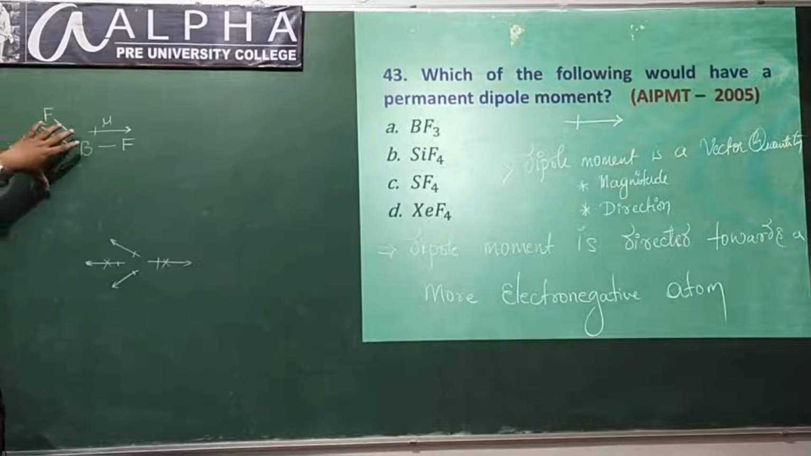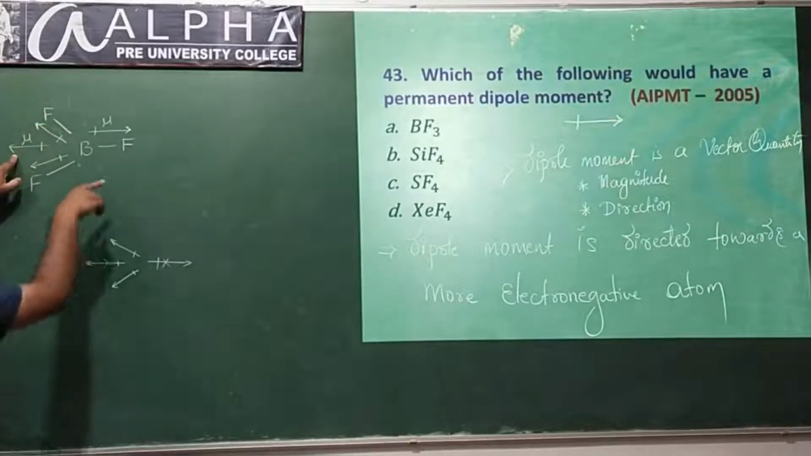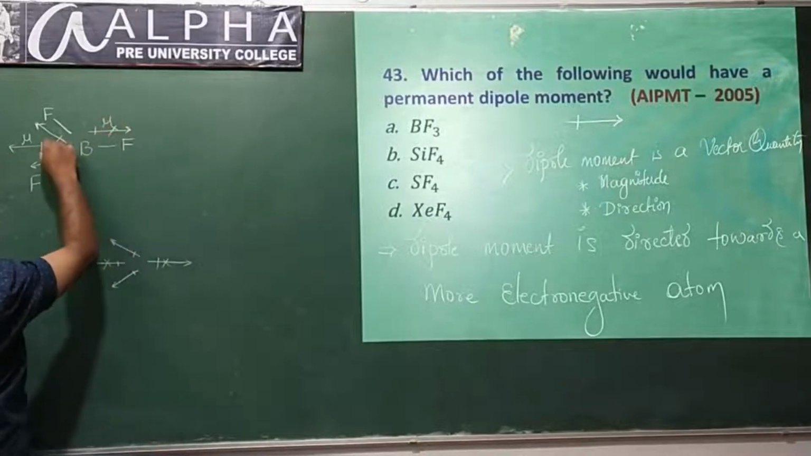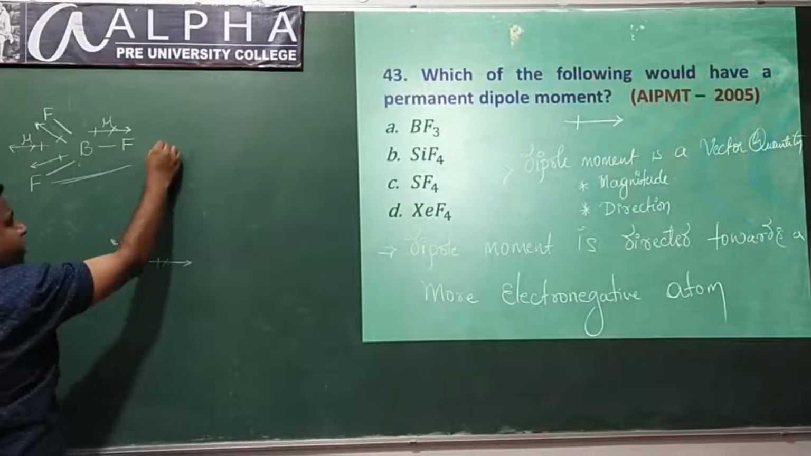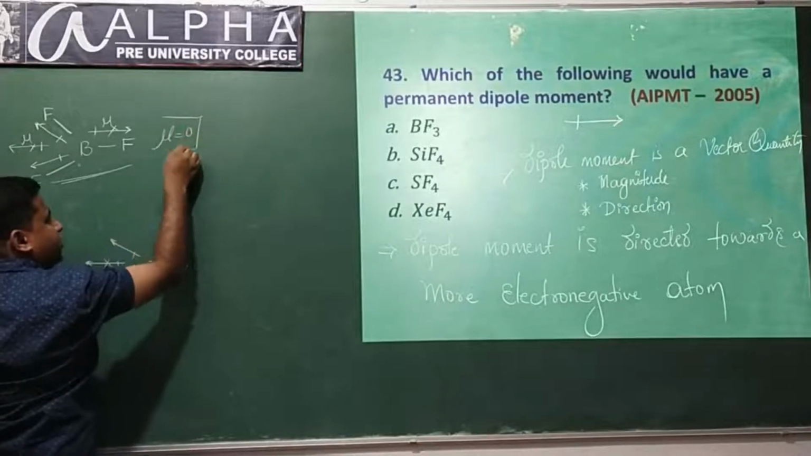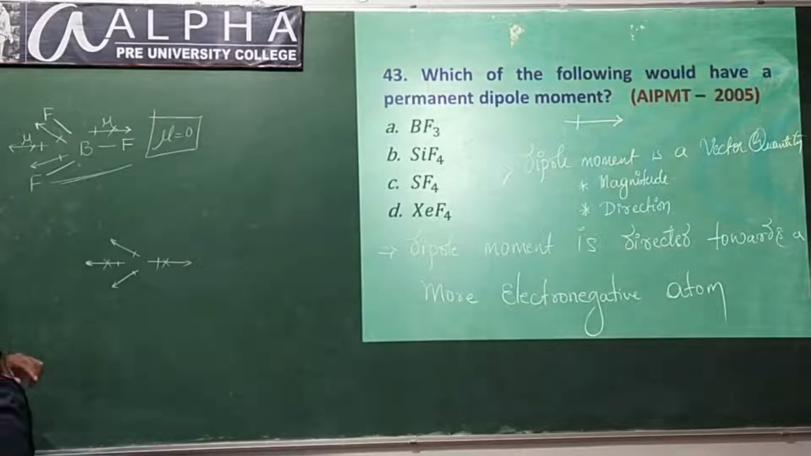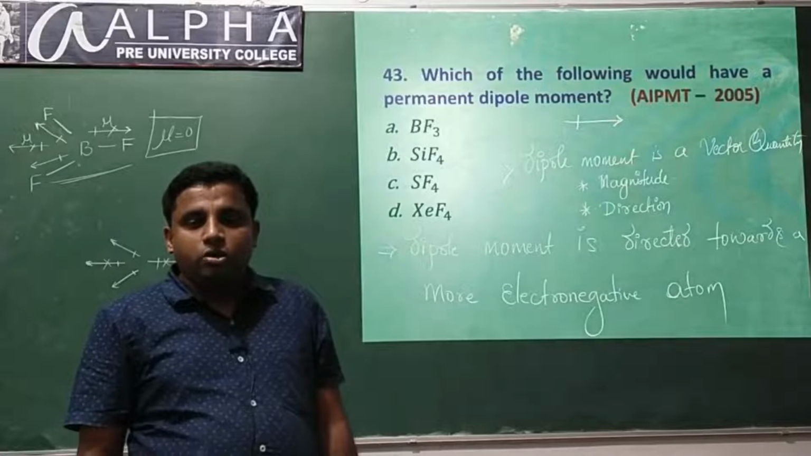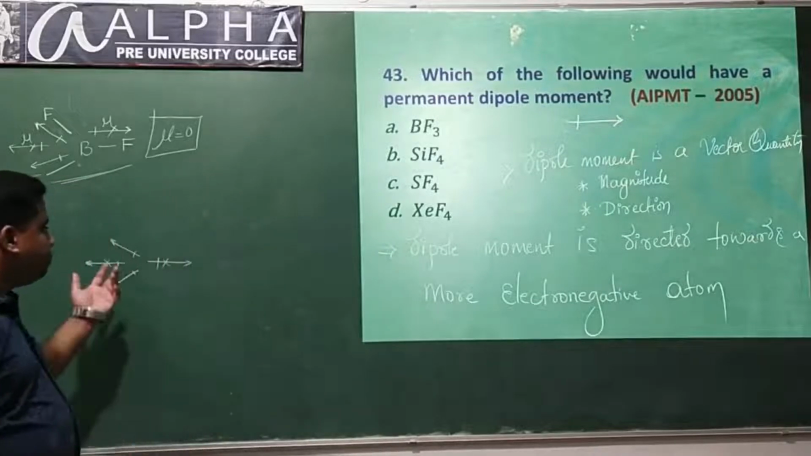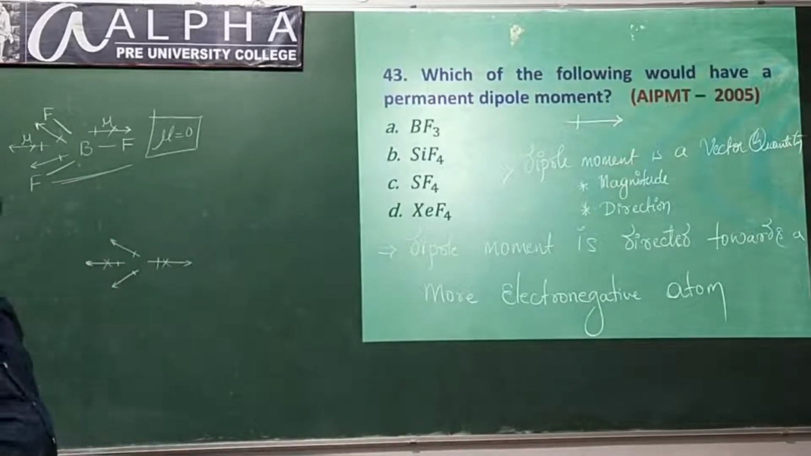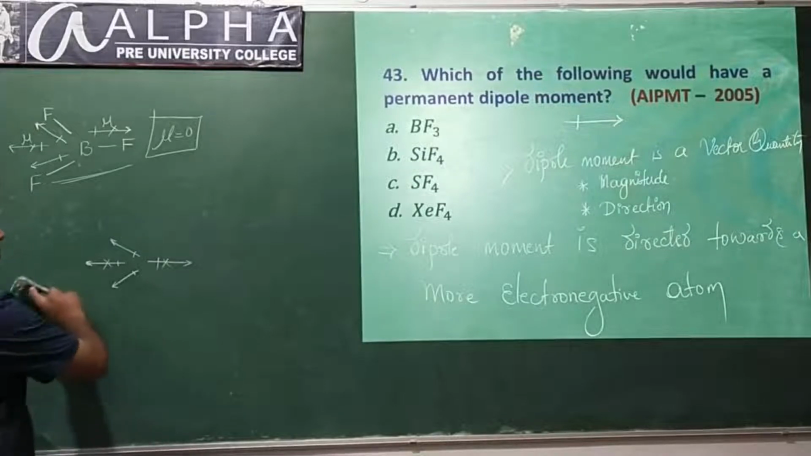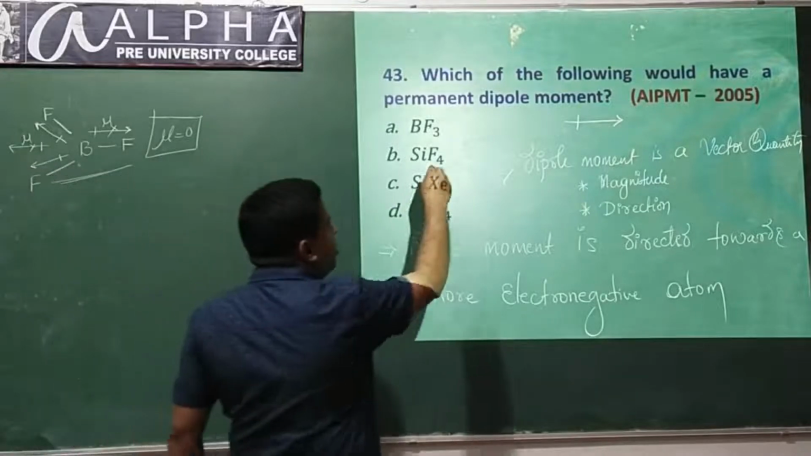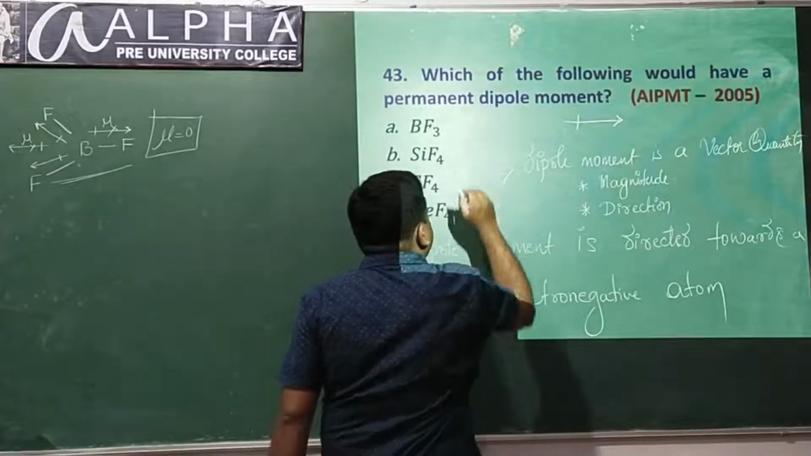The resultant dipole of these two dipoles is in this direction, and there is one dipole in this direction. So these two are equal and opposite dipoles, therefore they cancel each other. So what is the net dipole moment of boron trifluoride? It is 0, because it has equal and opposite dipoles which cancel each other. Next, silicon tetrafluoride. So the net dipole moment on this molecule is 0.